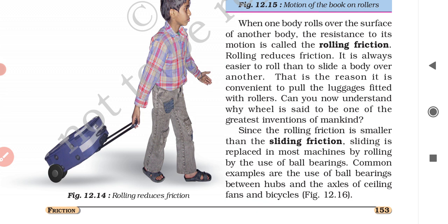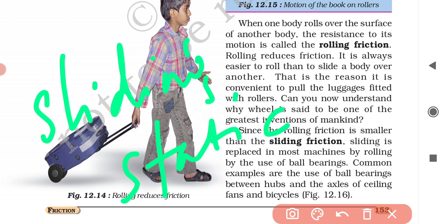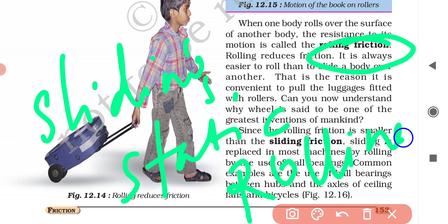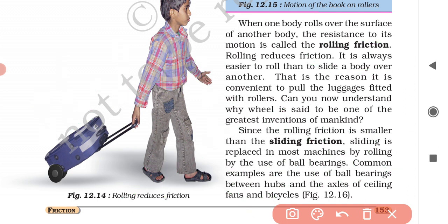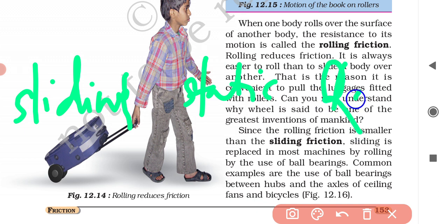Clear? So we have discussed in the previous classes that there are sliding friction, static friction, and one new friction we have learned today. What is it? Rolling friction. So which one is the greatest and which one is the least here? I will write it again here: sliding, static, and rolling. Out of these three, which one is the greatest?